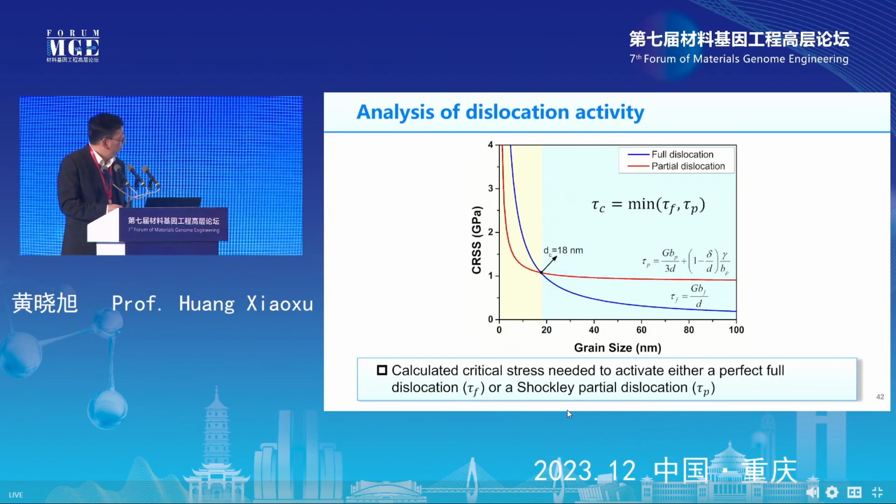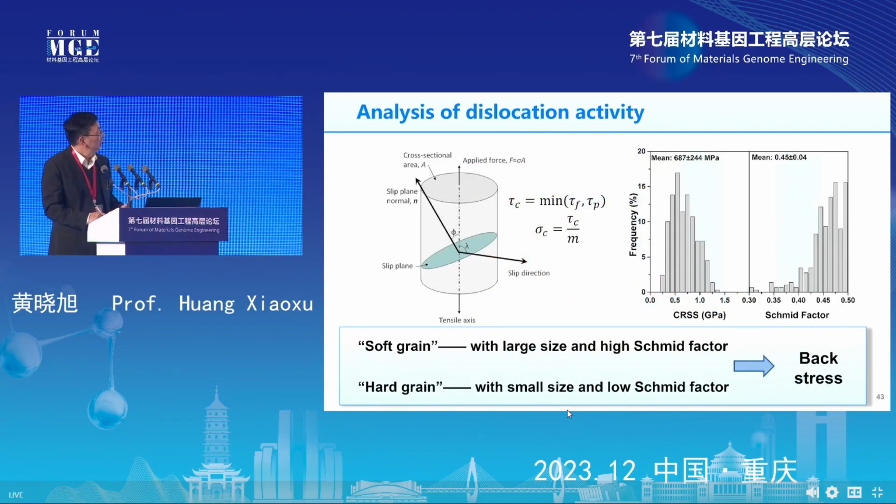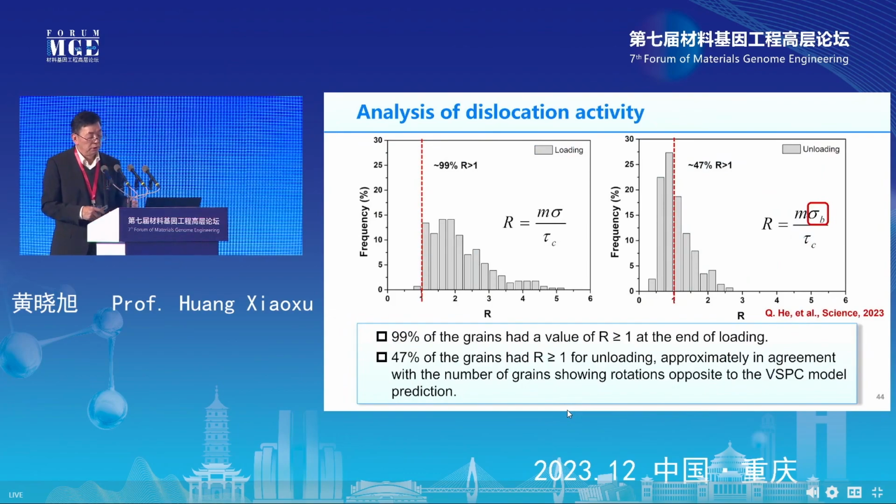Based on a very simple analysis, we know the orientation of each grain. We can analyze the Schmidt factors, and then try to see whether the back stress can be big enough to move dislocations back, which gives you the reverse rotation of the crystals.